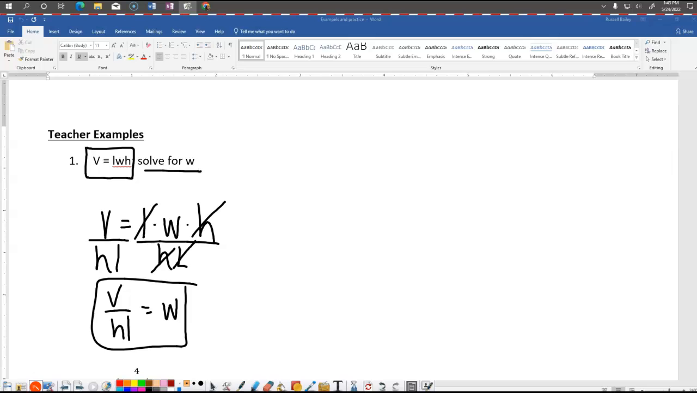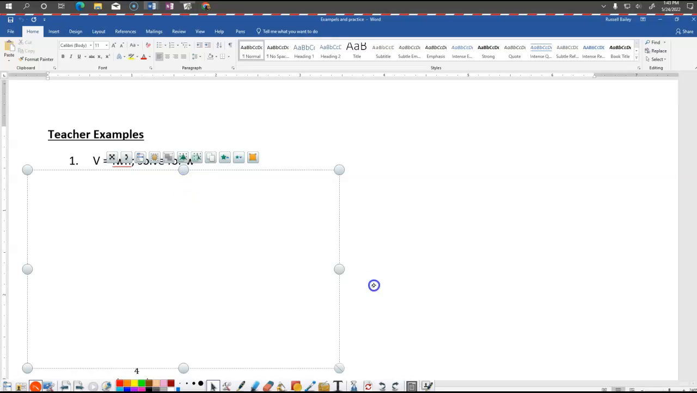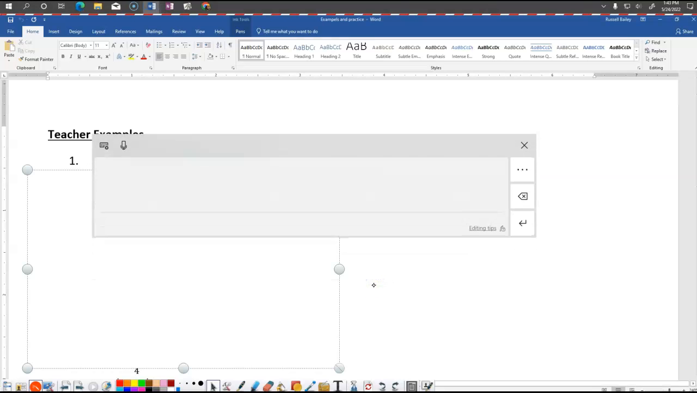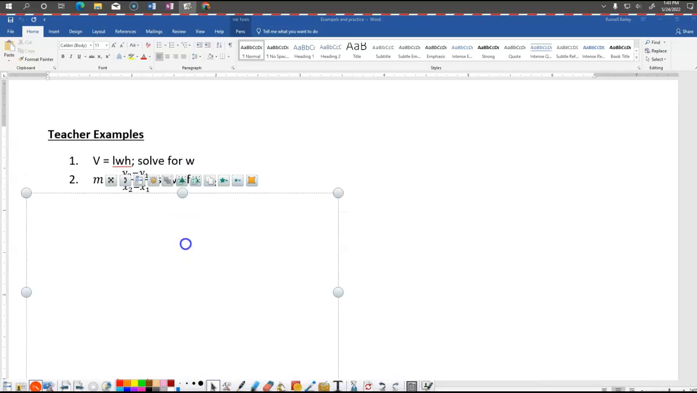You guys are probably thinking, oh, that's not a big deal, Mr. Bailey. Well, that's fine. Some of them probably will be kind of simple, but there'll probably be some that'll challenge you a little bit too. So that's our first one. Let's go ahead and take a look at yet another example here. All right, number 2.